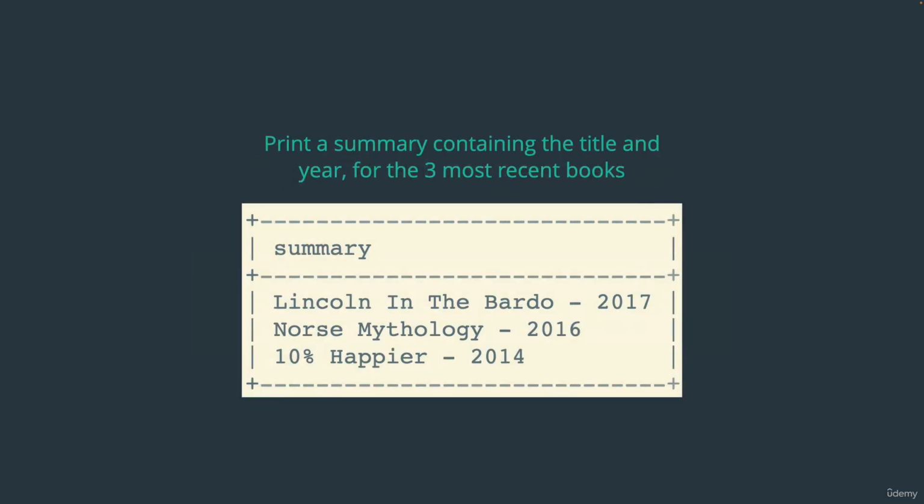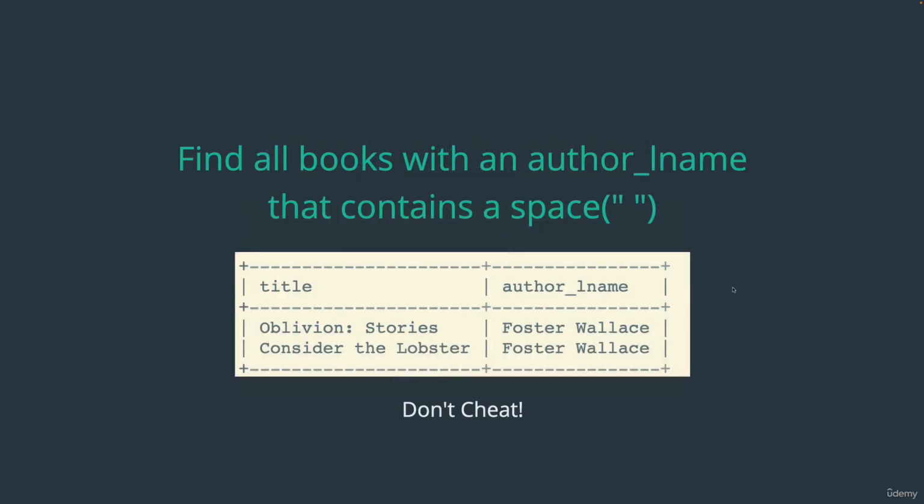And then part 3, print a summary. So call it summary. That's important, just part of the exercise. Use an alias. Print a summary containing the title and year for the 3 most recent books. So our summary looks like this. The title, a space, dash, space, and then the year. So you'll need to use some way of combining those pieces of information together. We've seen that a couple sections ago. But I only want the 3 most recent summaries based off of the year.